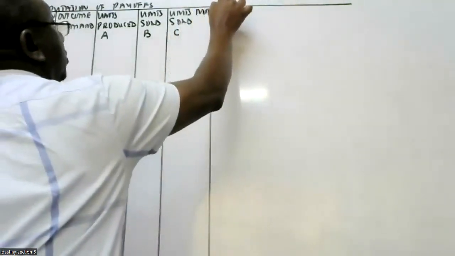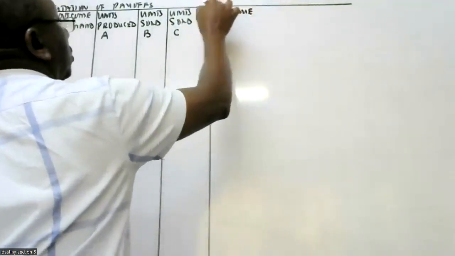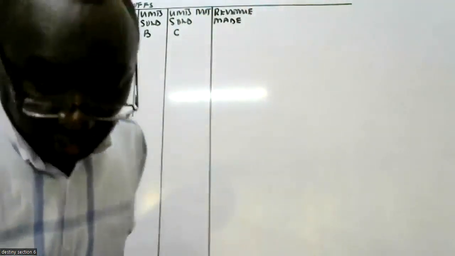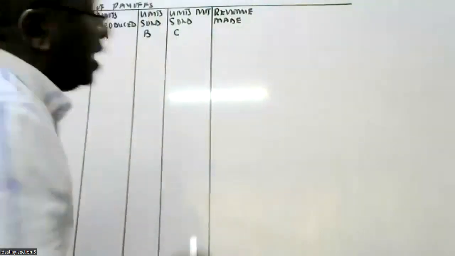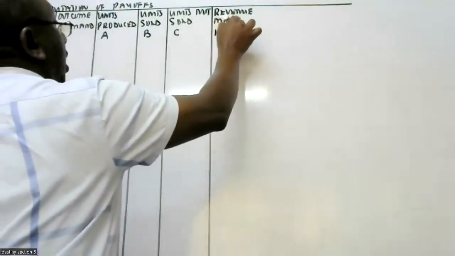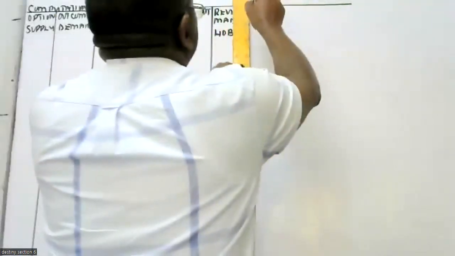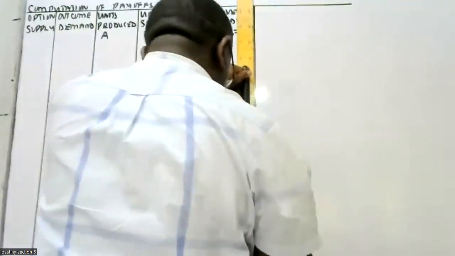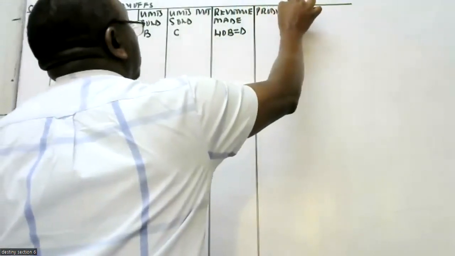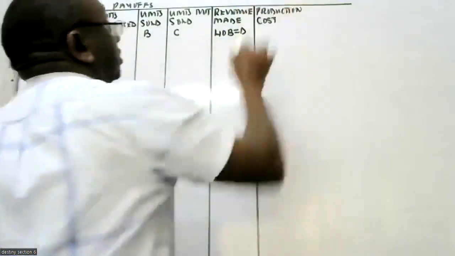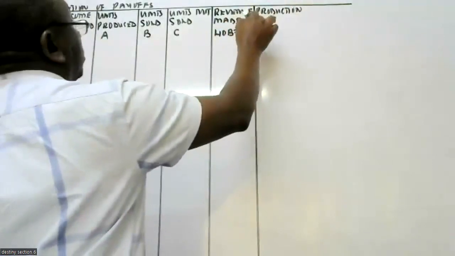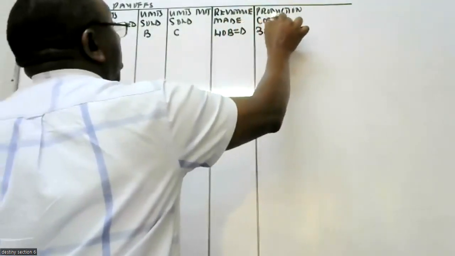So the revenue made, we are going to get it as 40A. Not 40A, 40B. And you call it B. Then we have production costs. Every unit produced is costing us 30. So we will call it that A, and we call it E.